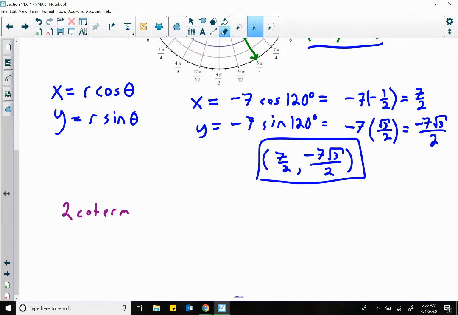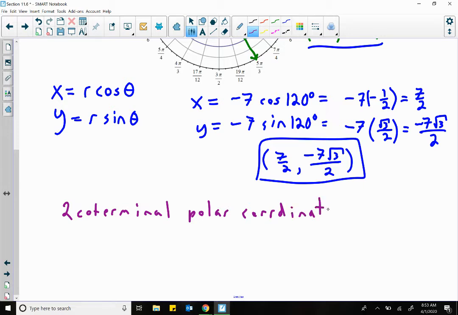I spelled that wrong. Coterminal polar coordinates. Let's call that. And again, remember that coterminal means all we're going to do is take our angle and add or subtract 360. Or if it's in radians, 2 pi.